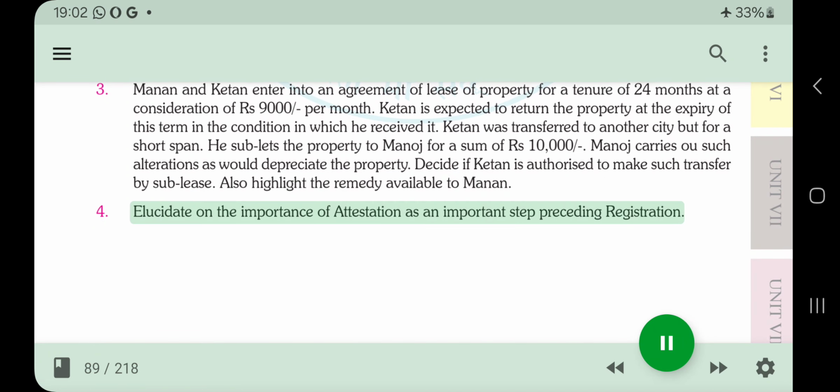4. Elucidate on the importance of attestation as an important step preceding registration.